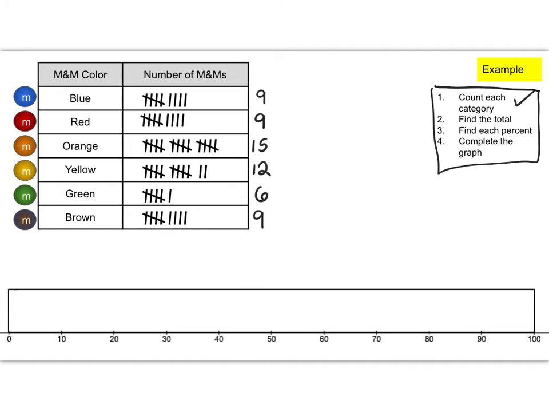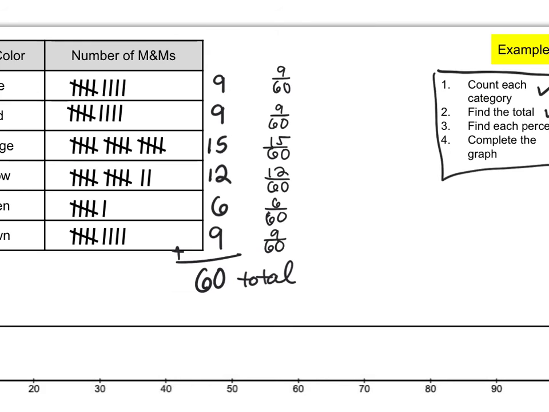Next, let's add these up to figure out how many M&Ms there are total in the bag. So adding these up takes a little bit of thinking, and once I do it, I get that there are 60 M&Ms in total. Now that we know how many M&Ms are in the bag, we can use that information to figure out what percentage of the M&Ms are blue, what percentage are red, what percentage are orange, and so on. Here's how I like to figure out percentages.